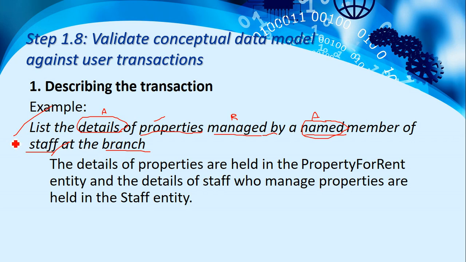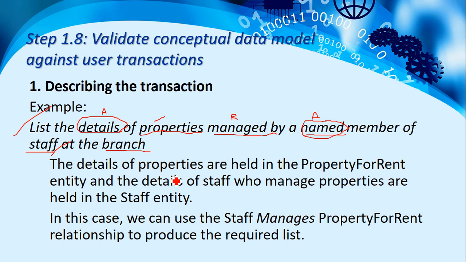Pwede kayang this transaction is possible with our current conceptual data model, no? So according here, the details of properties are held in the property for rent entity, and the details of staff who manage the properties are held in the staff entity. So yeah, as what I mentioned a while ago. So in this case, we can use the staff manages property for rent relationship to produce the required list. So therefore, yun nga, this is possible. This transaction will be successful.